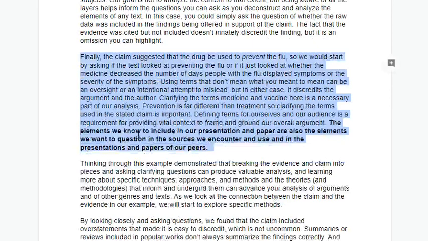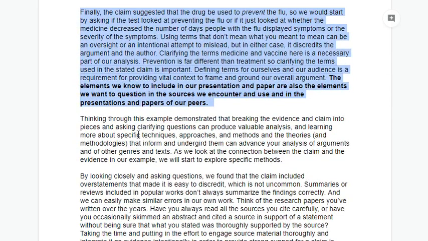Finally, the claim suggested that the drug be used to prevent the flu, so we would start by asking if the test looked at preventing the flu or if it just looked at whether the medicine decreased the number of days people with the flu displayed symptoms, or the severity of the symptoms. Using terms that don't mean what you meant them to mean can be an oversight or an intentional attempt to mislead, but in either case, it discredits the argument and the author.